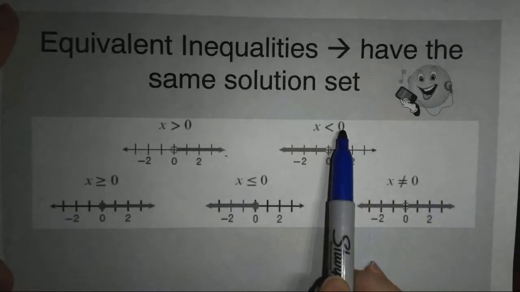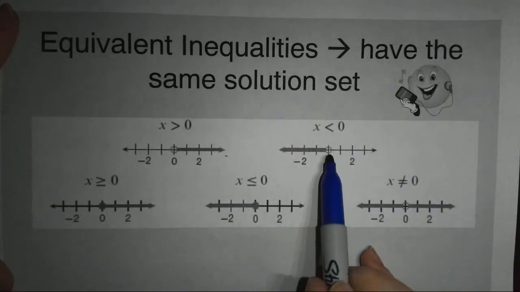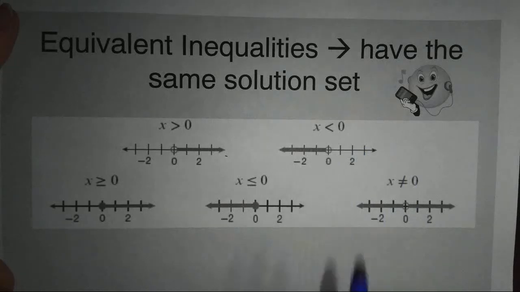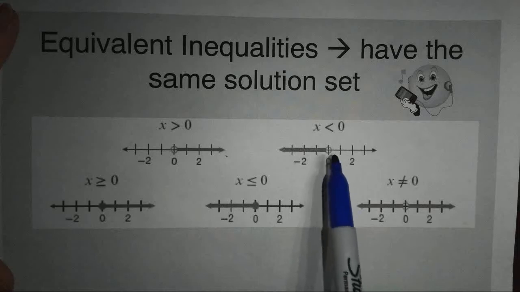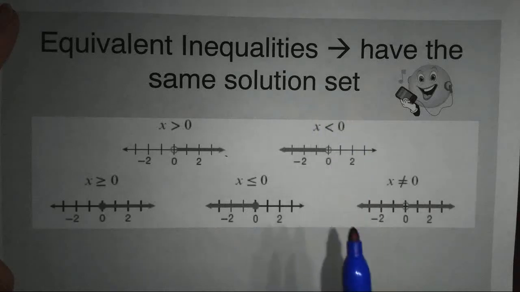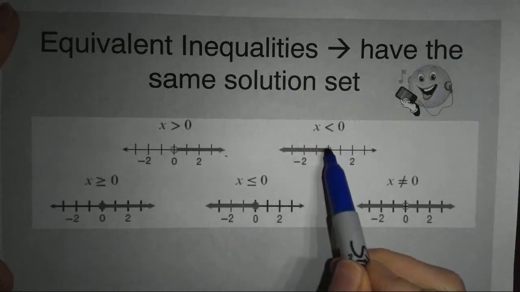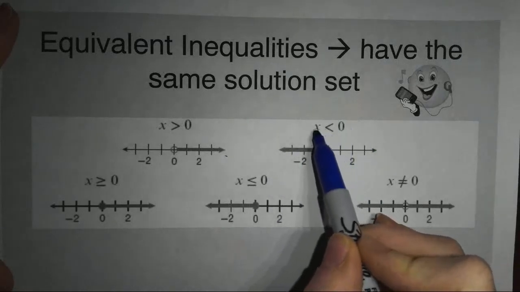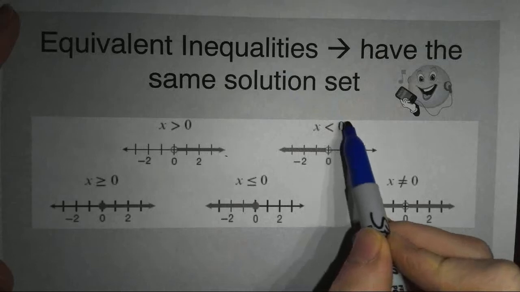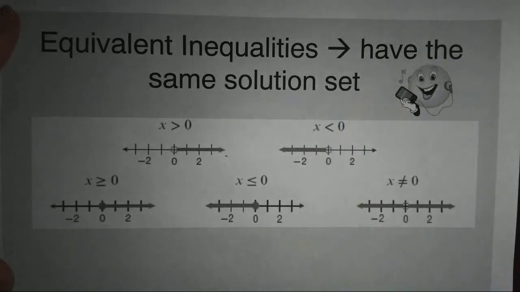Here we have x is less than 0. So we have this circle on 0, and it's an open circle because that open circle shows us that 0 cannot be included in the solution to this inequality, meaning 0 is not less than 0. And our arrow is going to the left because the numbers that we want are less than 0, which is the number where our circle is.